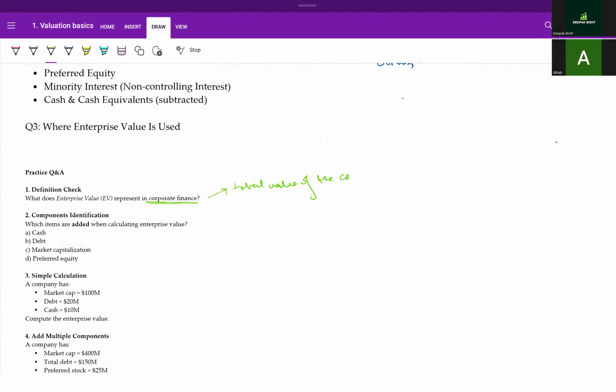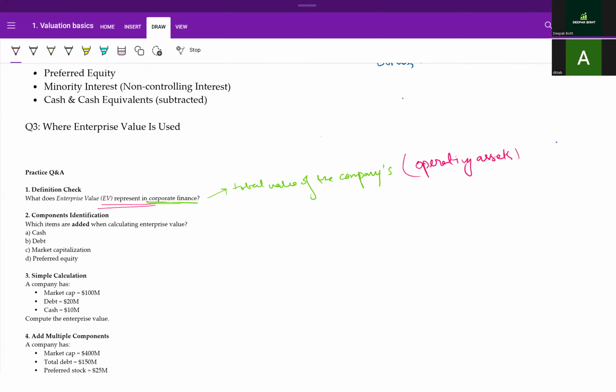but the company's operating assets only, which is available to all capital providers, those being debt holders and equity holders. It's the theoretical takeover price for buying the entire business. So that's what enterprise value represents in corporate finance. Now, the components of enterprise value.